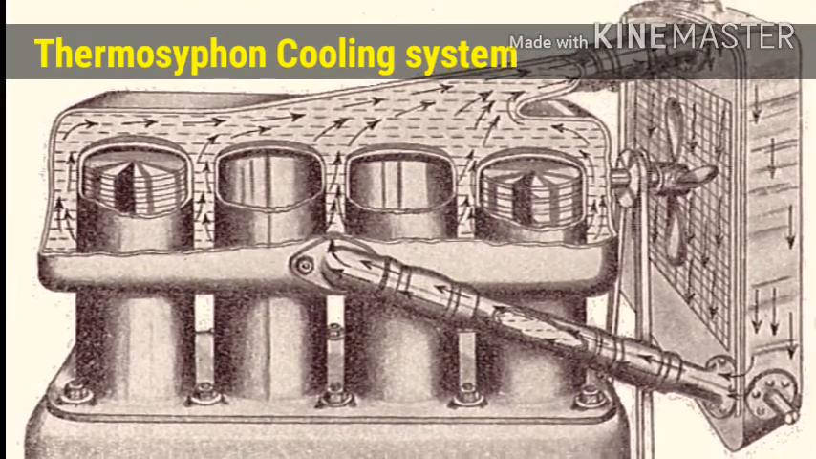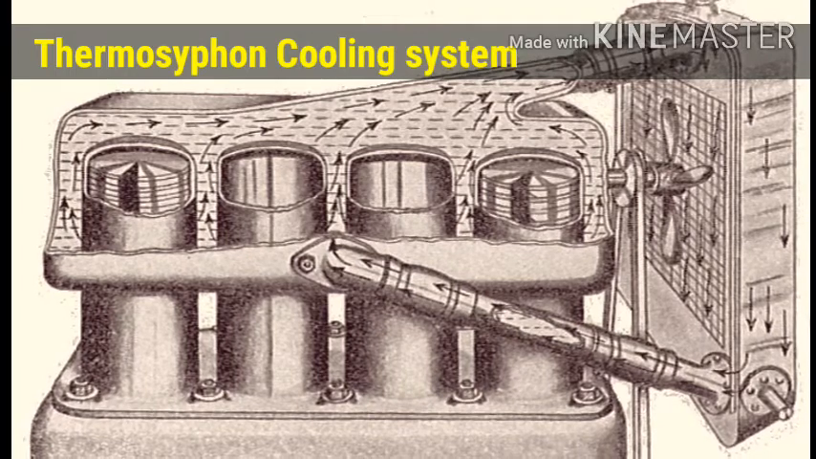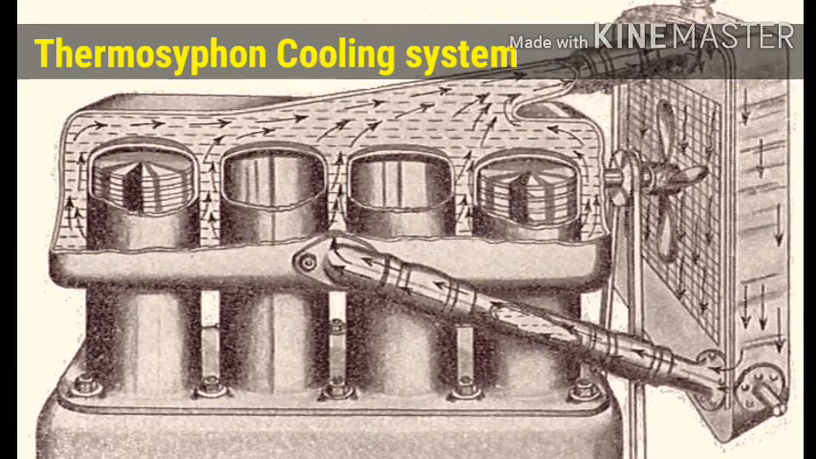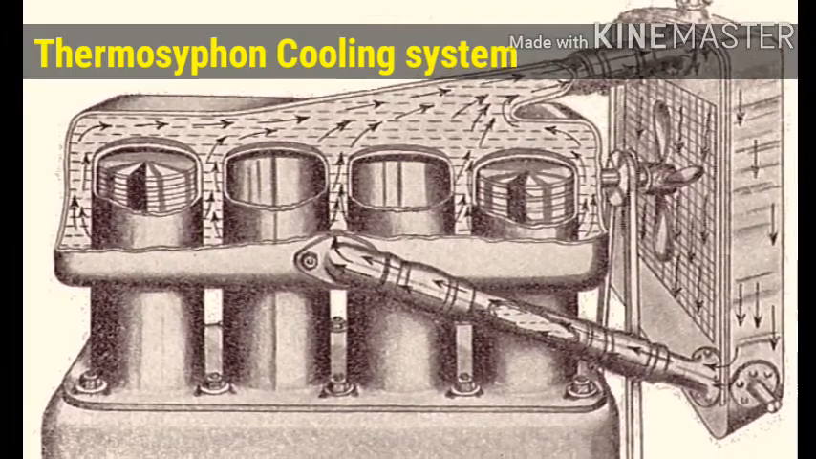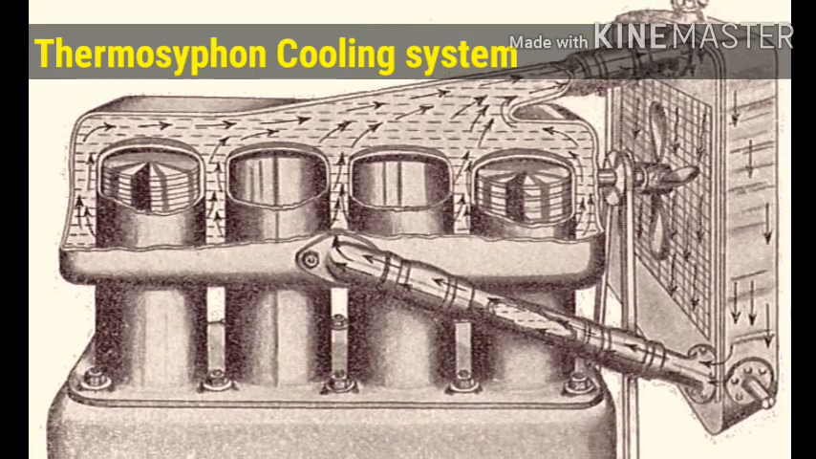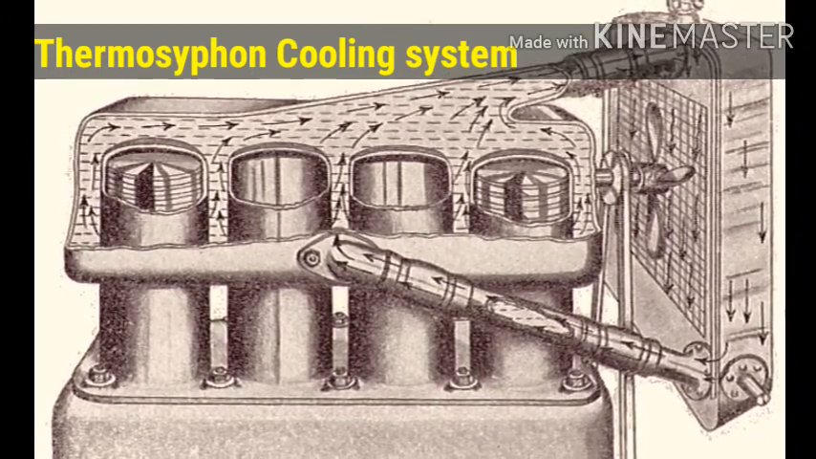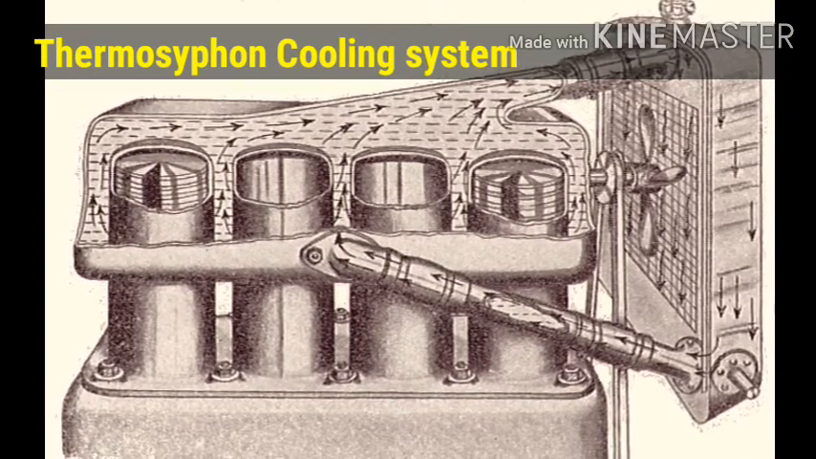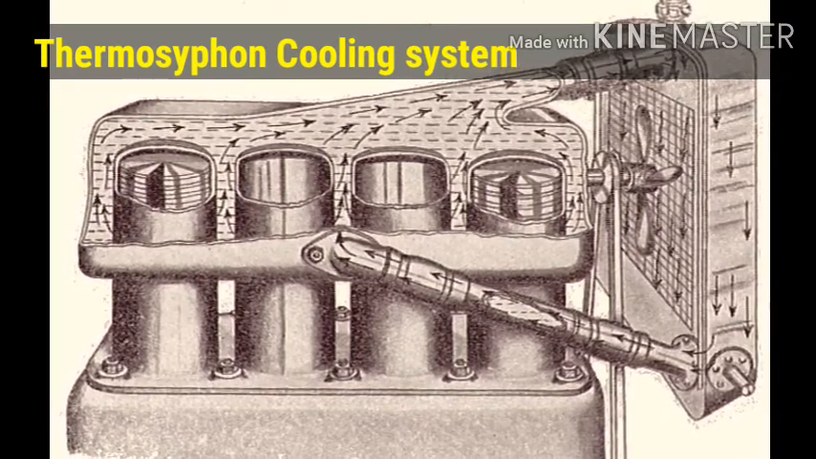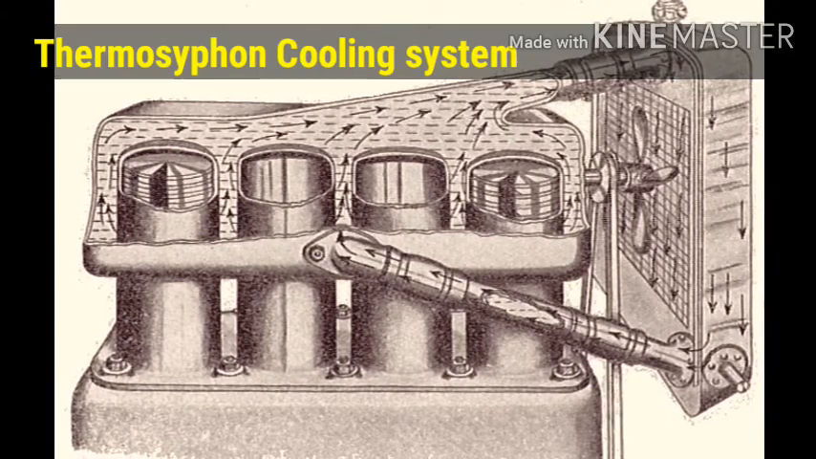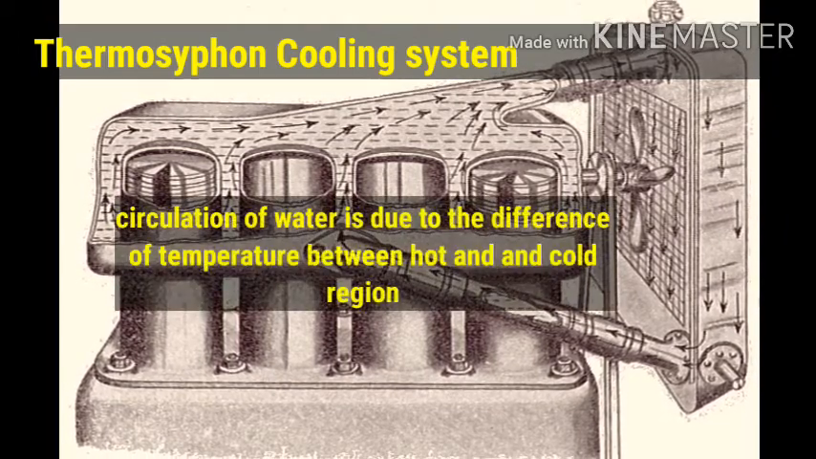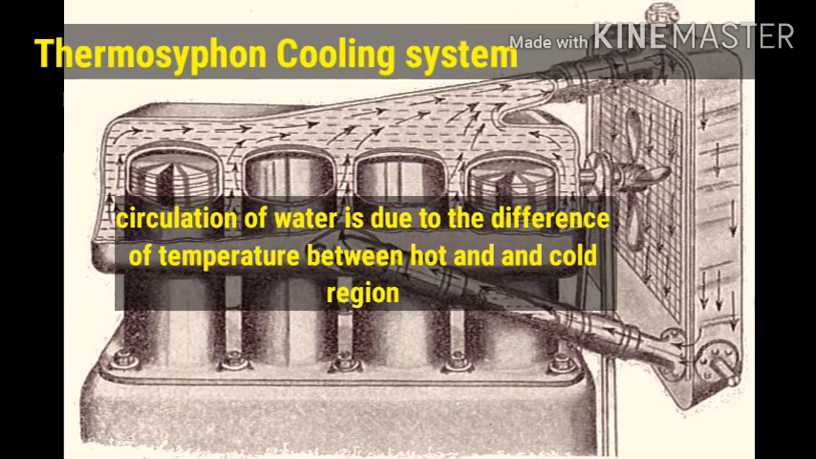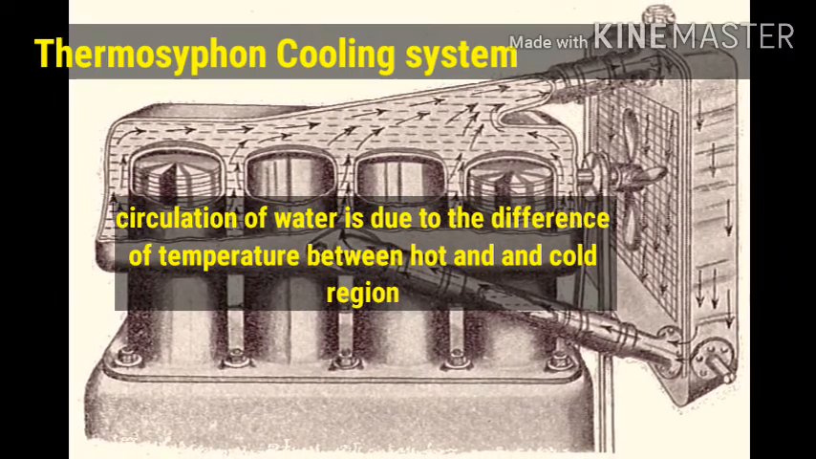It is a liquid cooling system which is very simple and was used in many early automobiles up to about 1940 and is obsolete now. As you can see, it consists of a radiator connected to the engine through flexible hoses. In this system, circulation of water is obtained from the difference in densities of the hot and cold regions of cooling water.